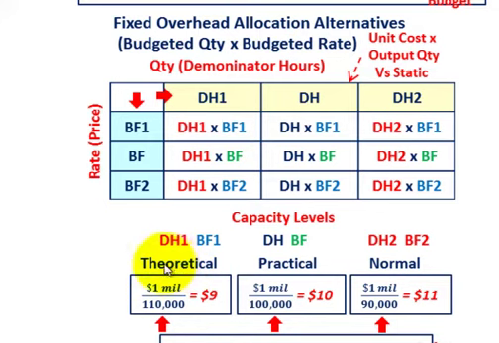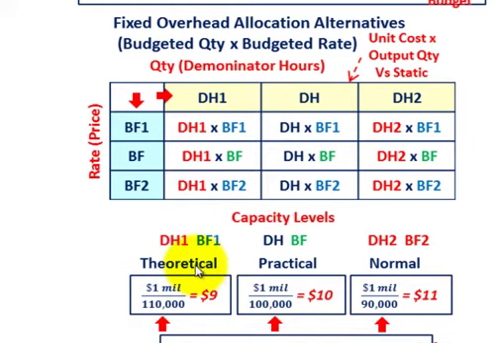But theoretical would be 100% capacity that the plant could put out. The practical amount would be a little less than 100%, but it would be something we can work with, that would be an efficient operation for the plant. And then the normal amount would be some average level of operating the plant. So let's go through our example for these different capacity levels and say, for example, our plant has $1 million in fixed overhead costs.